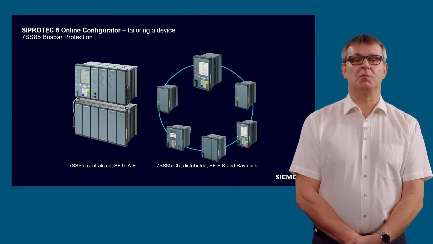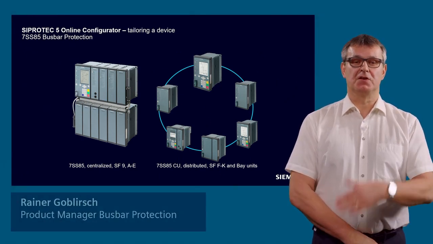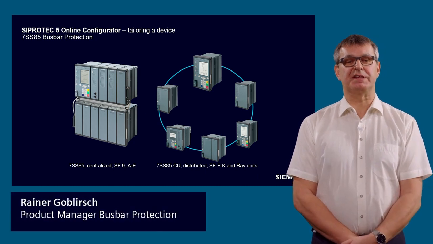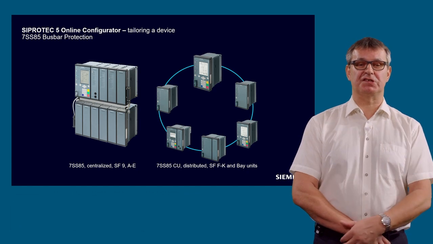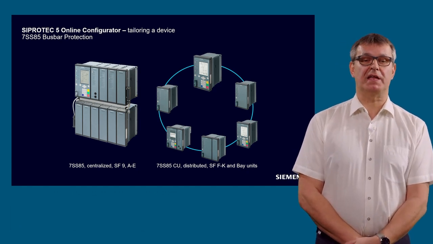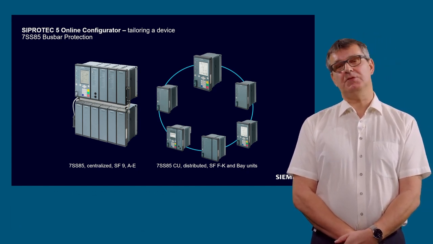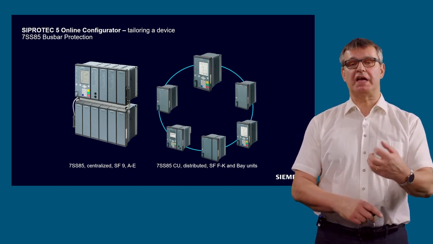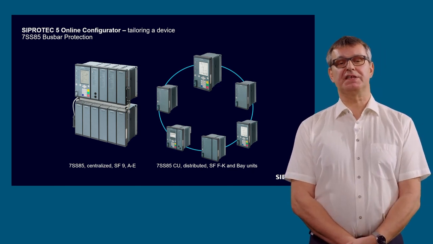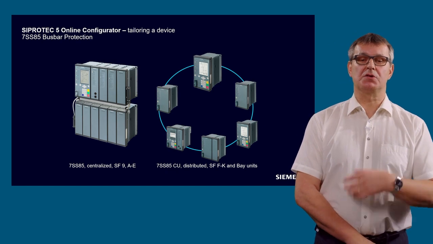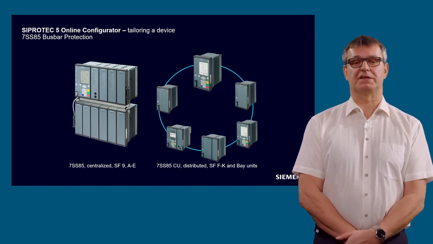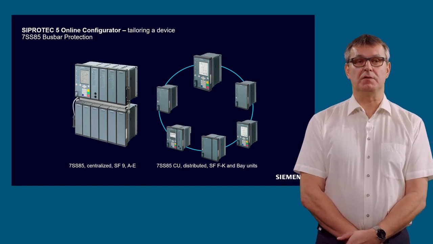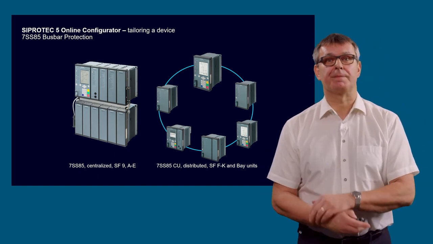Okay, let's go more into the details. We have here on the one side the 7SS85, the centralized, with certain significant features from 9 and from A to E. And we have new types. We have the 7SS85CU solution with also special significant features. This you will see on the right side on the slides. So let's go more into the details.